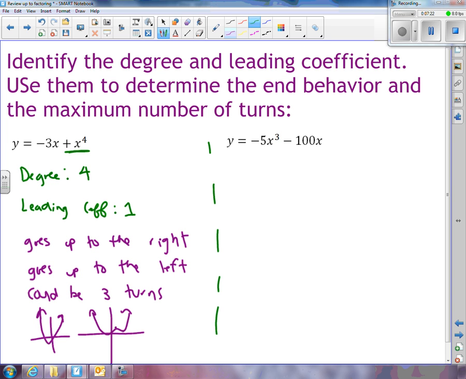Okay. Next one. So here we have y equals negative 5x cubed minus 100x. So the degree here is, everybody say it. The degree is 3, and our leading coefficient is negative 5. So because the leading coefficient is negative, this graph goes down to the right.